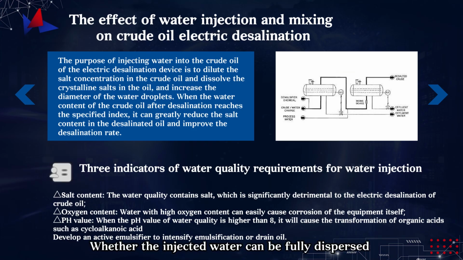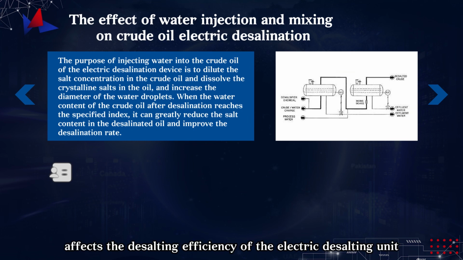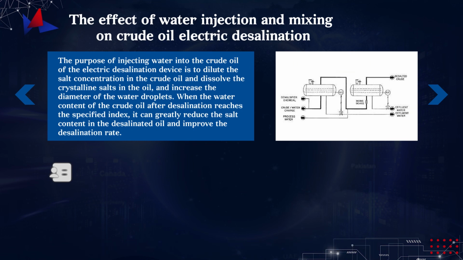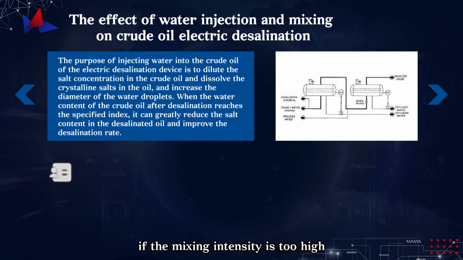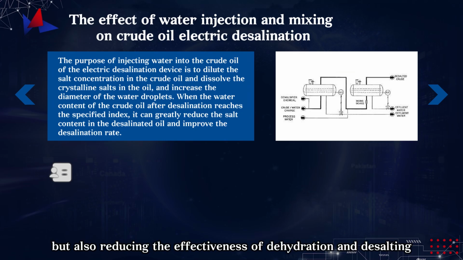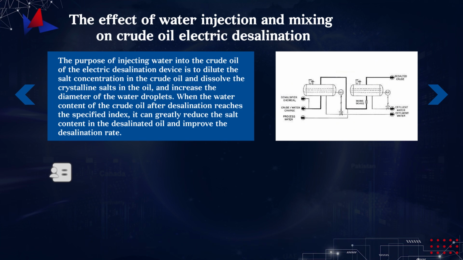Whether the injected water can be fully dispersed and uniformly mixed with the crude oil greatly affects the desalting efficiency of the electric desalting unit. Insufficient mixing intensity means the water is not fully dispersed in the oil, and water injection fails to achieve the salt washing purpose. However, if the mixing intensity is too high, it may cause over-emulsification of oil and water, not only increasing energy consumption but also reducing the effectiveness of dehydration and desalting. Generally, it is appropriate to control the mixing so that water is dispersed into small droplets of about 30 microns.